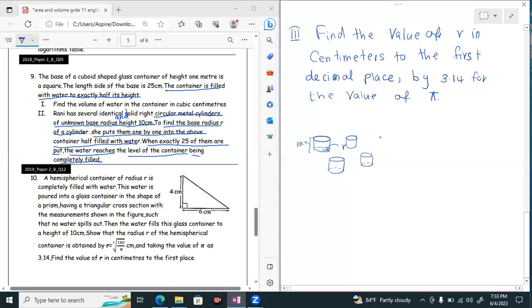That means they have all measurements, radius and height always equal. Rani has some metal cylinders like this. To find the base radius.